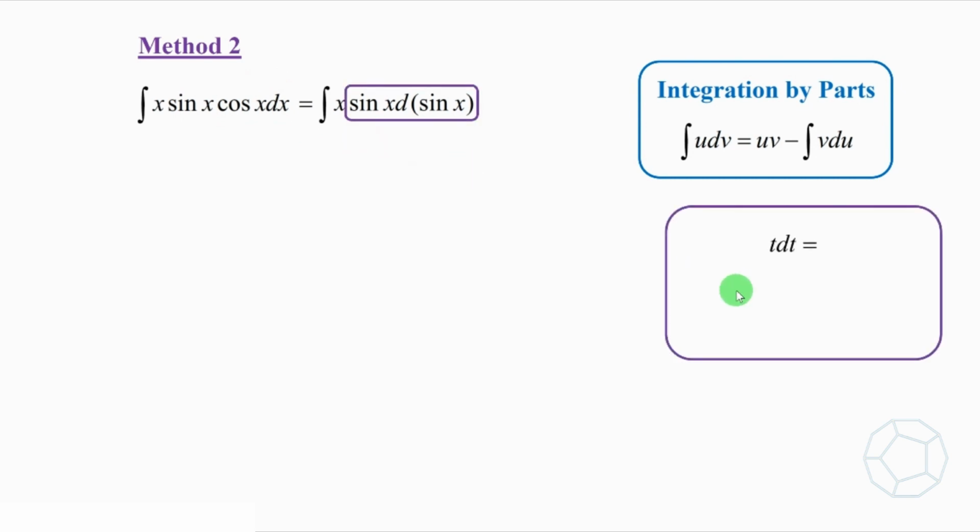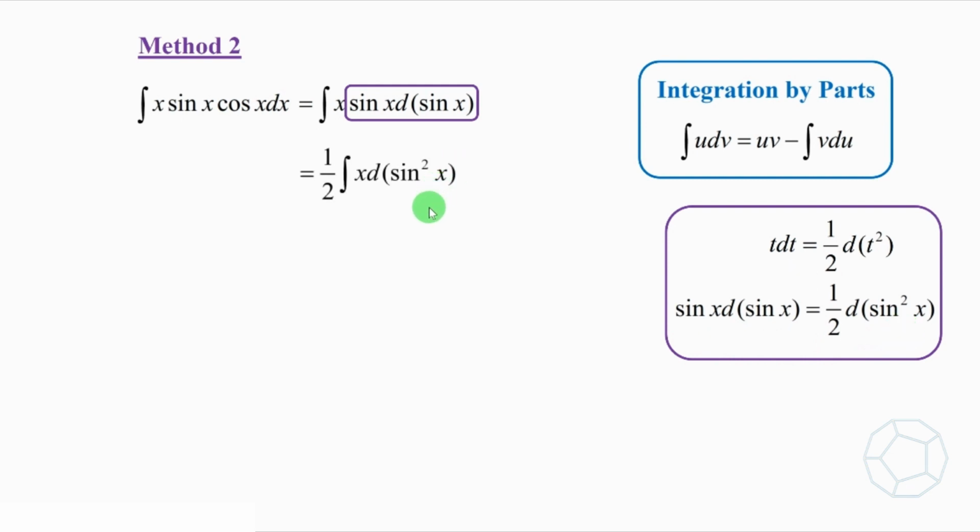This form is just like t dt. If we absorb for the second time, then it is equal to 1 over 2 times the bracket t squared. Likewise, we have sine x d bracket sine x is equal to 1 over 2 d bracket sine square x. We put this result into the integral. You see, it is already in the form of integration by parts.